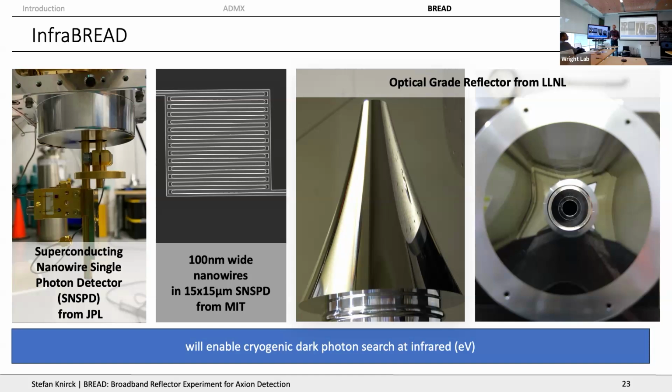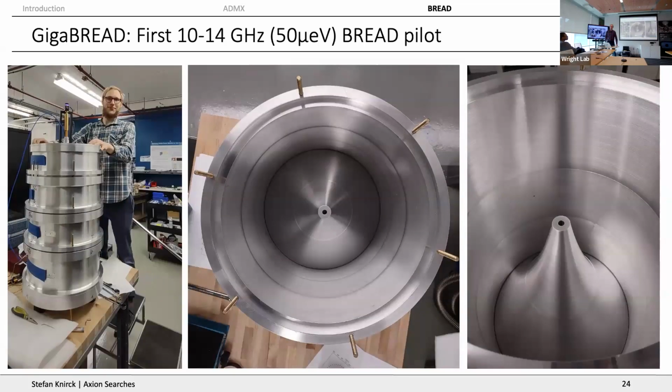Since this is something going on, we are just assembling the big reflector. There are not a lot of results to show yet. So this is all I'm going to show you for infrared. But this is to give you a flavor of how broadband the BREAD concept really is, because this is infrared, very far away, orders of magnitude away from where, for example, ADMX is searching, and orders of magnitude away from where our GigaBREAD prototype operates.